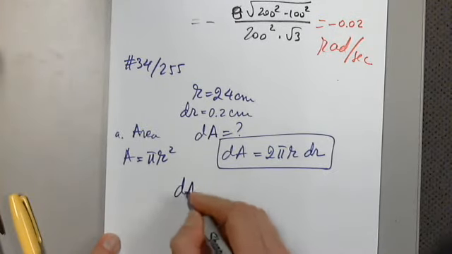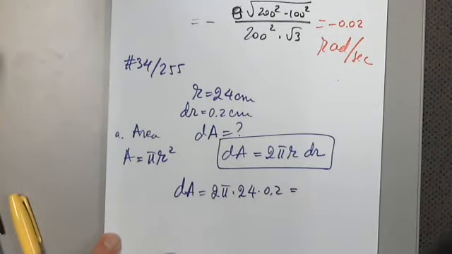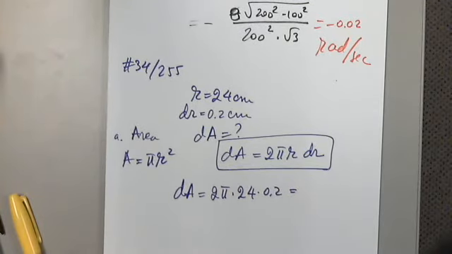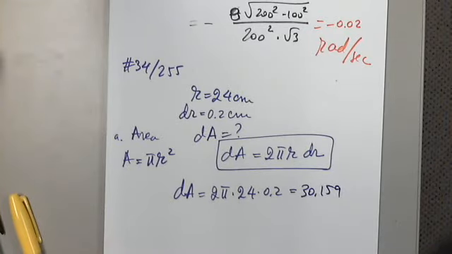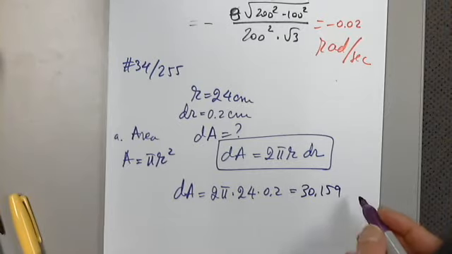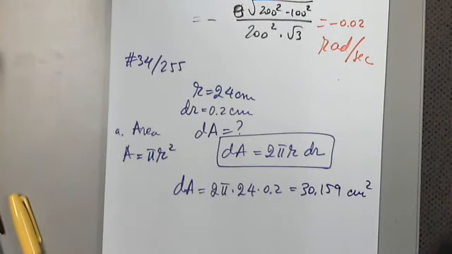So now I can calculate it as 2 pi times 24 times 0.2. So I can calculate that. So I got 30.159. What is the measurement unit? Centimeter squared. Perfect.